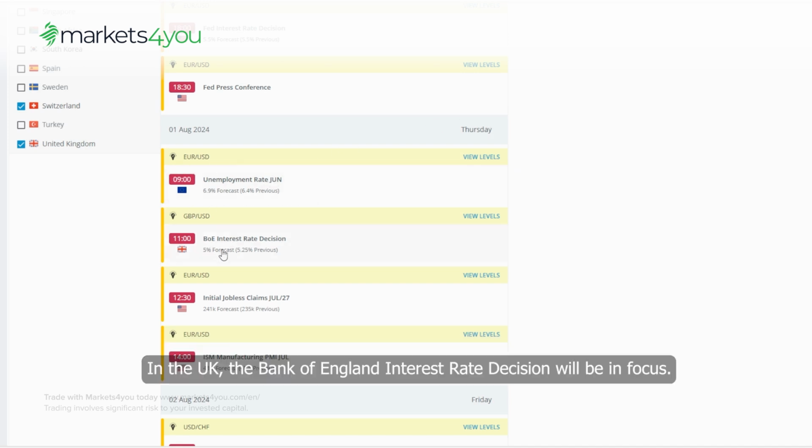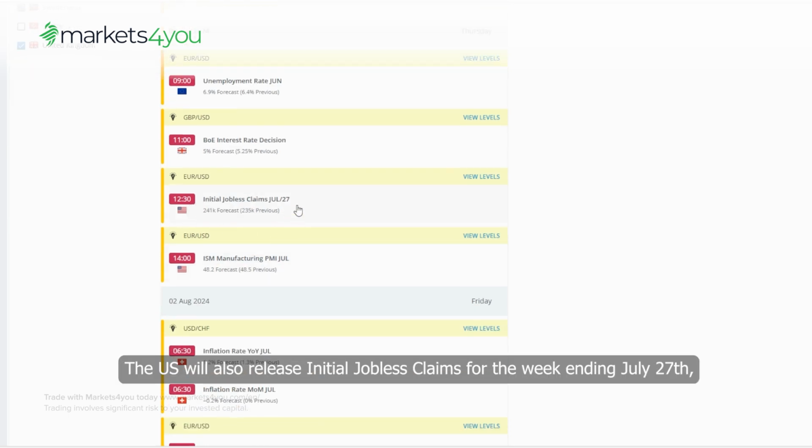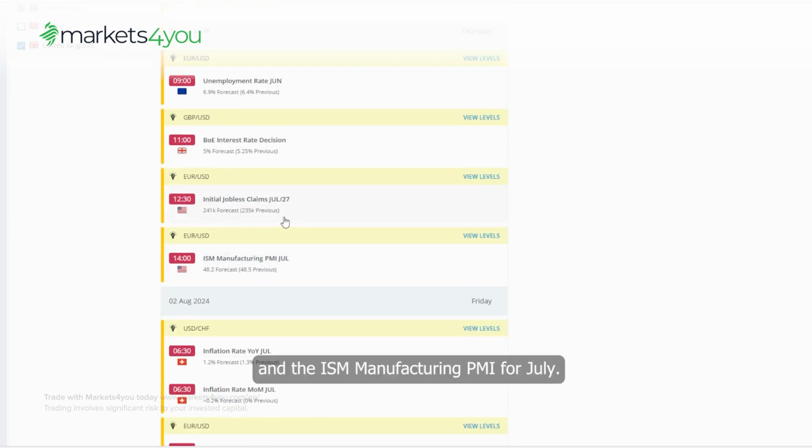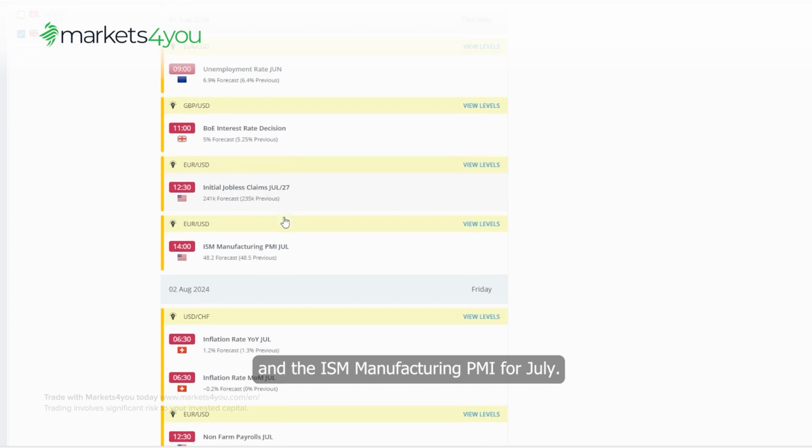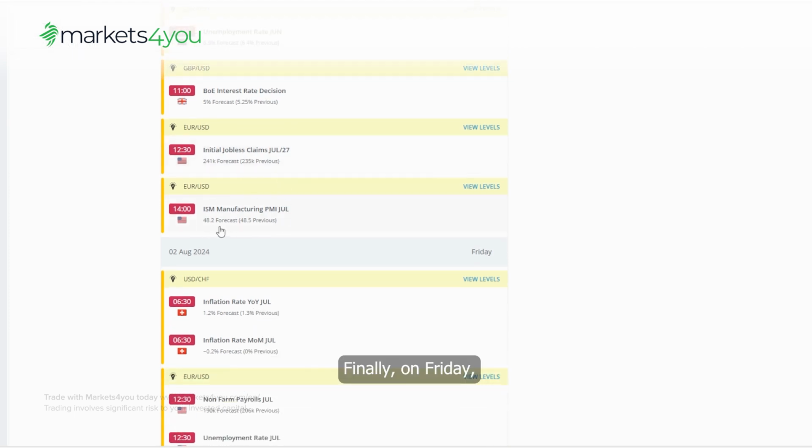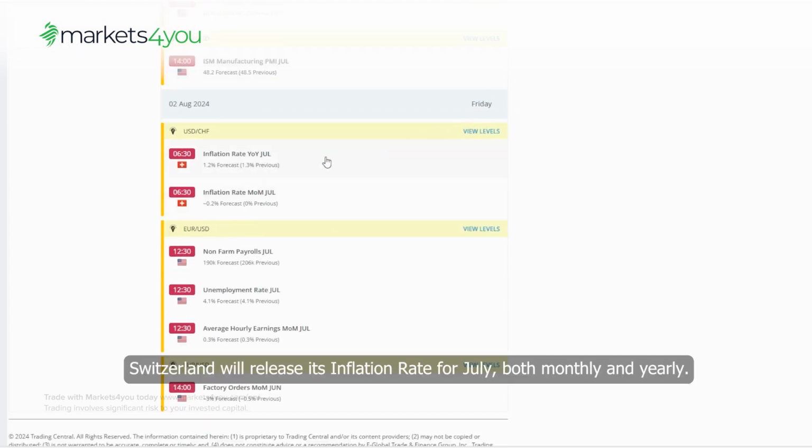Thursday brings data from the Eurozone, including the unemployment rate for June. In the UK, the Bank of England interest rate decision will be in focus. The US will also release initial jobless claims for the week ending July 27th, and the ISM manufacturing PMI for July. Finally, on Friday, Switzerland will release its inflation rate for July, both monthly and yearly.